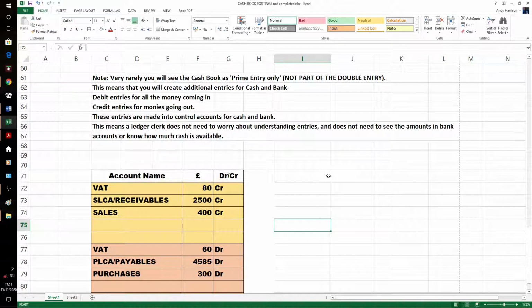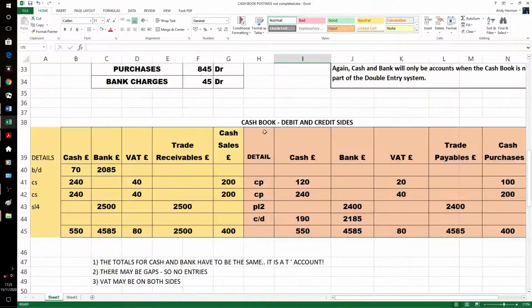Well, you wouldn't expect to see brought down totals. The manager or supervisor will keep a little control account. It means the ledger clerk doesn't need to understand the entries too much. It can be a simple spreadsheet and doesn't need to see the amounts in the bank account or know how much cash is available in the business. So we're going to post this.